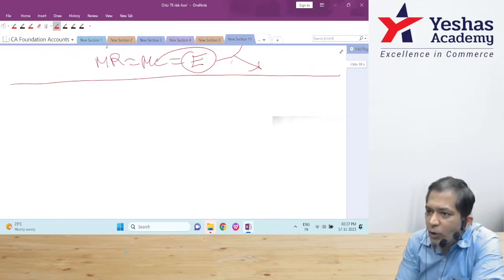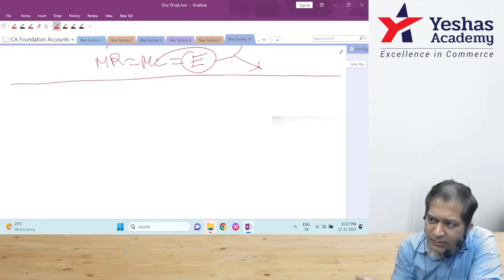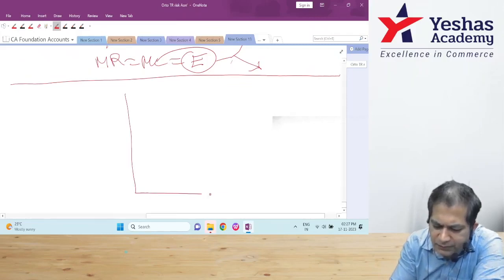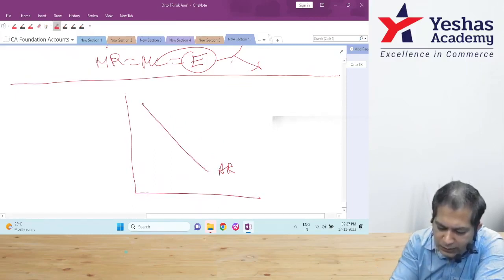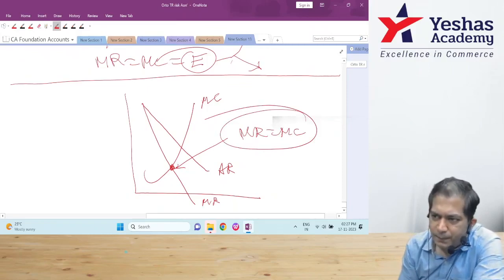The demand curve will be downward sloping and less elastic or inelastic. Cross elasticity is zero, but the demand will be inelastic because people don't have much of an option. So if I increase the price by 10%, demand may fall down, but by 2 or 3%. So the demand curve, this is your AR curve, this is your MR curve, and this is your MC curve.